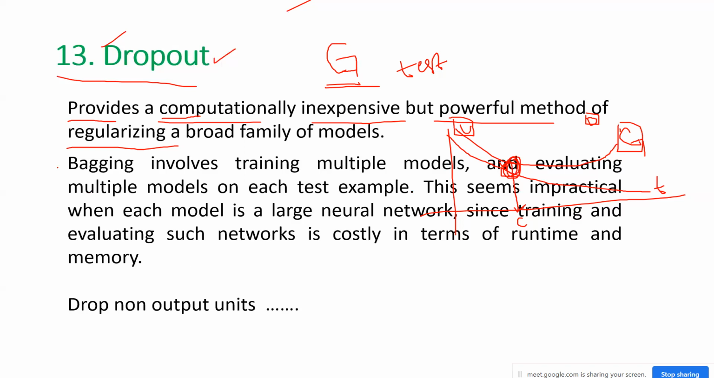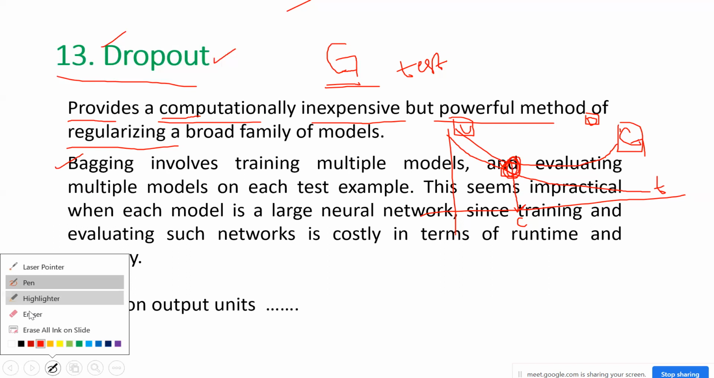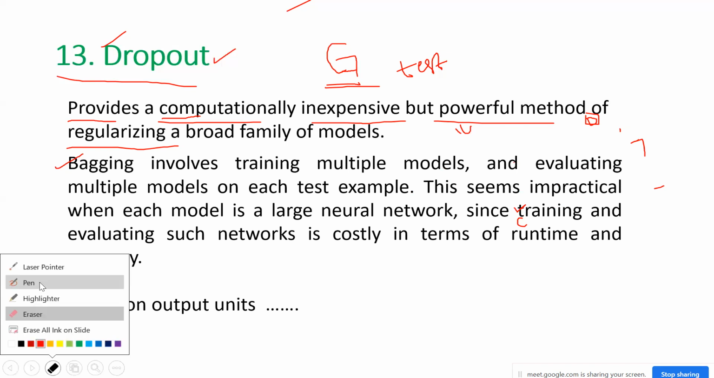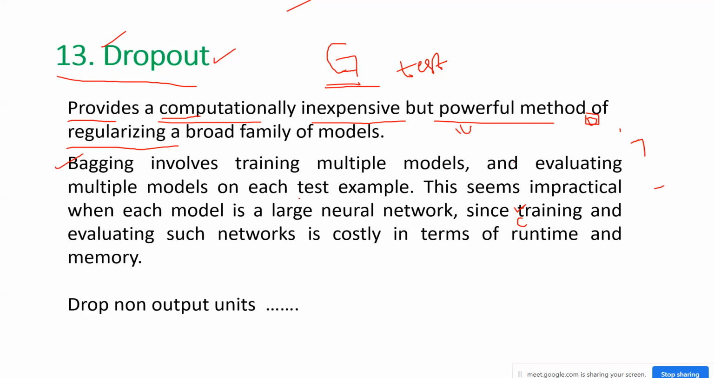So in bagging, what we are doing in bagging, that's why we are discussing today morning. It involves training multiple models and evaluating multiple models on each test sample. That means an individual data set is considered, for that data set, test sample or training data, testing data. So we consider the test sample, and with this test sample it performs individual operations.